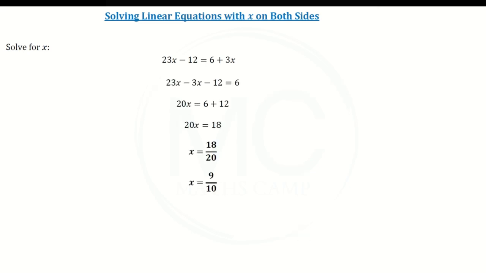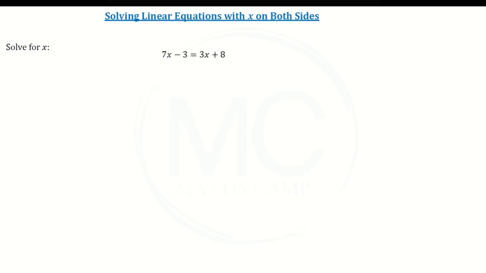Let's do one more example. 7x minus 3 is equal to 3x plus 8. 7 is our higher coefficient, so we get 7x. Let's move this positive 3 to the other side, and we get -3x. Put on our equal sign. We've got a constant of 8, so we can leave that on this side. And now we're going to move our -3 across, and we get +3.